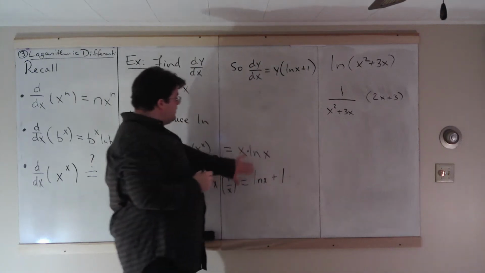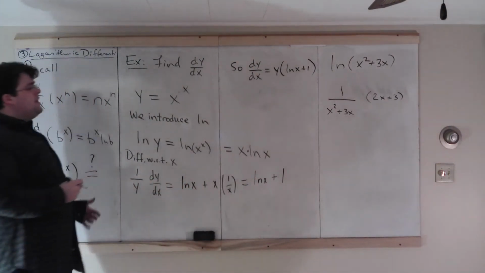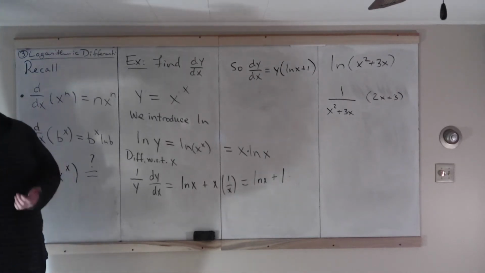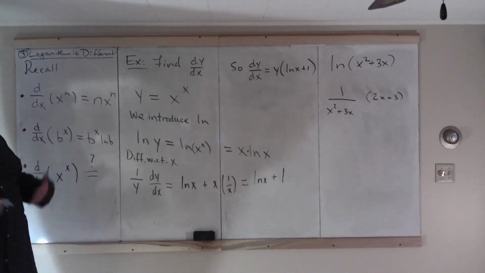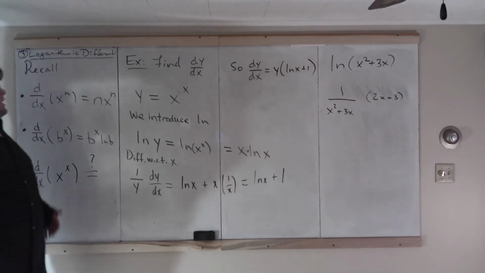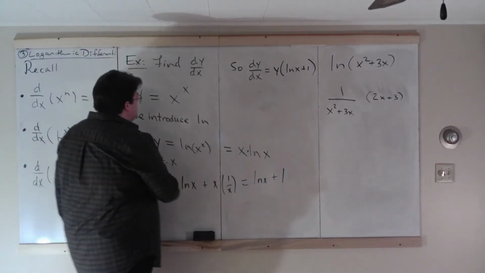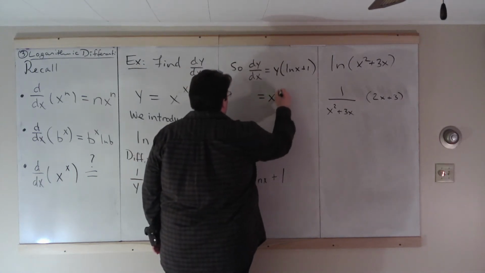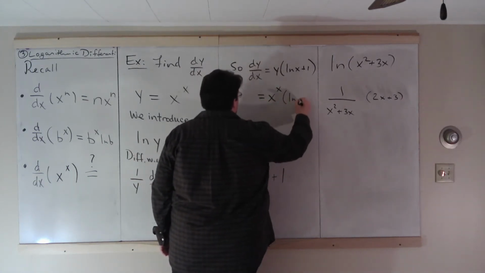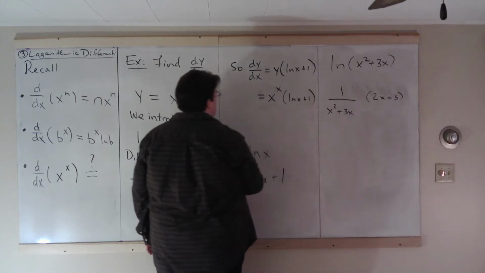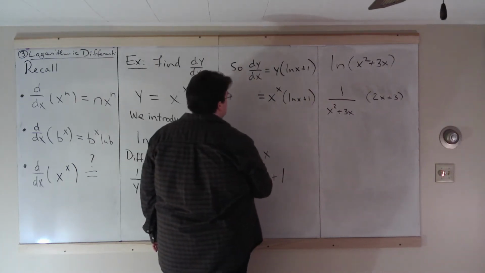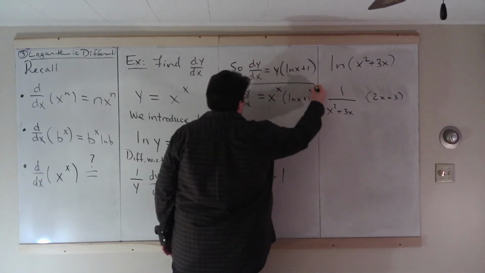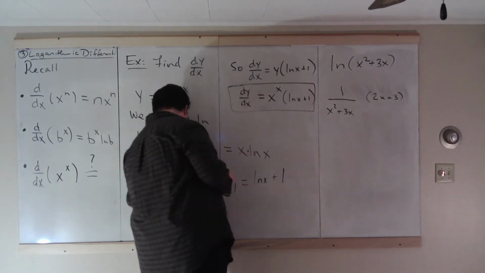You have y times log x plus 1. In the previous video, we were content to leave y in our answer, because we couldn't actually solve explicitly for y. Here, we know what y is in terms of x, so we'll get rid of that y. y equals x to the x. So x to the x, log x plus 1 is dy dx here.